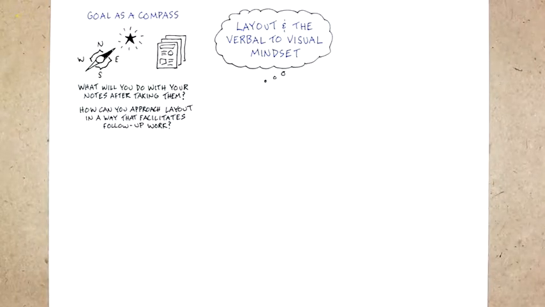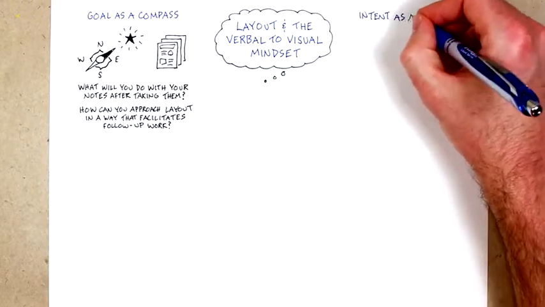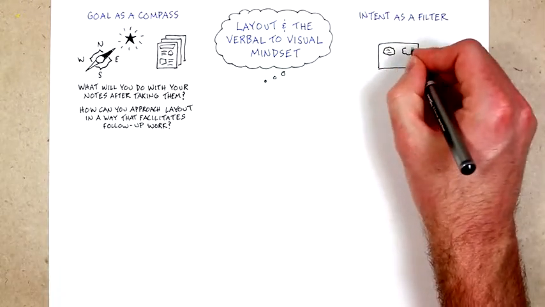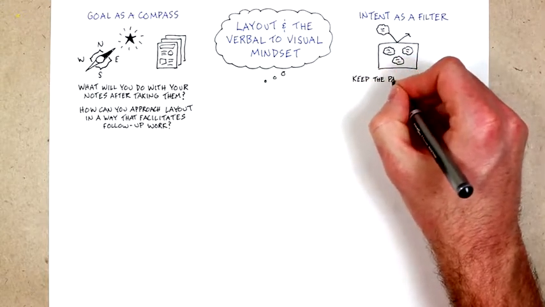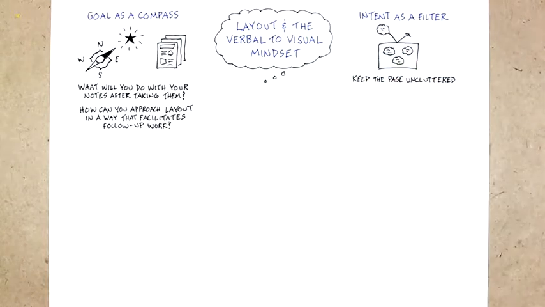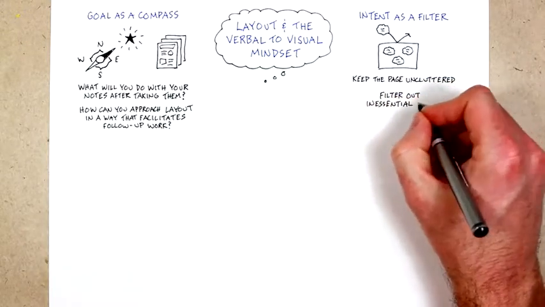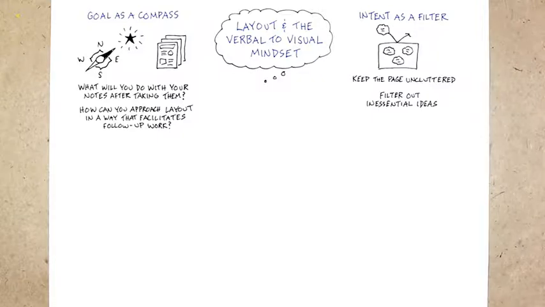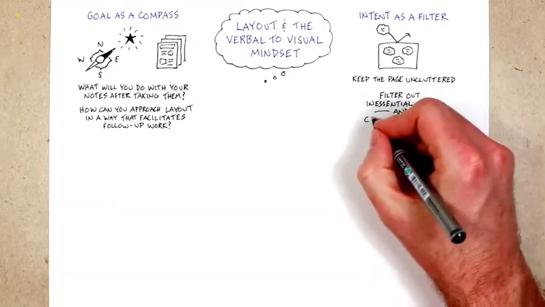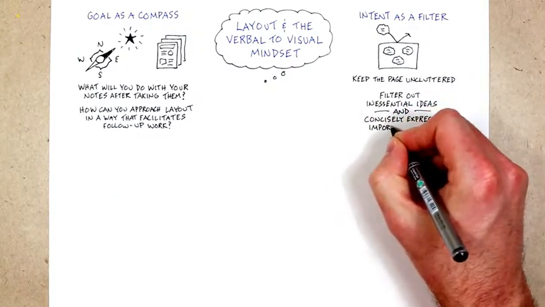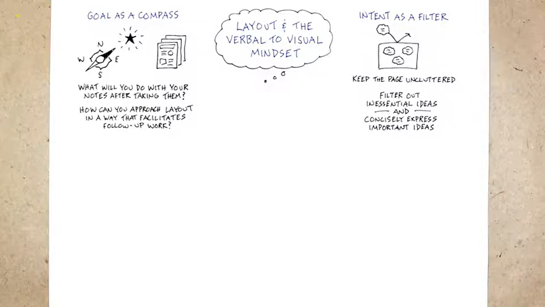Next, let's look at the zoomed-in idea of intent as a filter. As you think about layout, one of your goals should be to not clutter up the page with too many details. The way you avoid that clutter is by filtering out those inessential details. And in order to do that filtering well, you need to know what you want to get out of that particular note-taking session. That's what I mean by intent. So by filtering out some ideas, and by concisely expressing those ideas that you do want to get down, you'll make the job of laying out those ideas a whole lot easier.